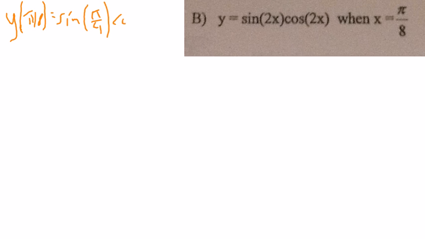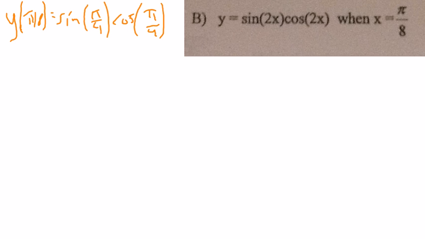Alrighty, this one asks you to find the equation of the tangent line to this function at x equal to pi over 8. First thing I'm going to do is evaluate the function at pi over 8 so that I have what I'll call y1 in my point slope form. So y of pi over 8 is equal to sine of 2 times pi over 8, which is pi over 4, times cosine of the same thing, pi over 4.